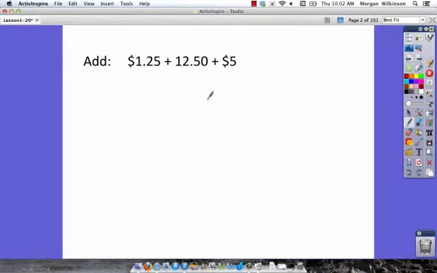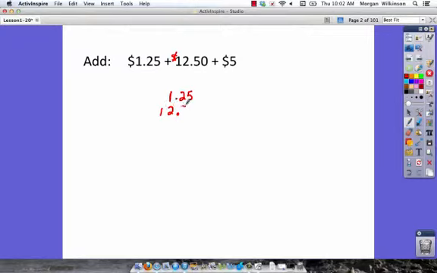Our next problem, we're adding money. Okay, and this one, we're adding $1.25 plus $12.50, I'm going to add in the dollar symbol there, plus $5. Now, we're going to take everything and line it up vertically by place value. I'm going to leave the dollar signs off and add it at the end because we know we're talking about money. $1.25. We're lining up by place value, so we have $12.50. Keep the ones on top of each other.